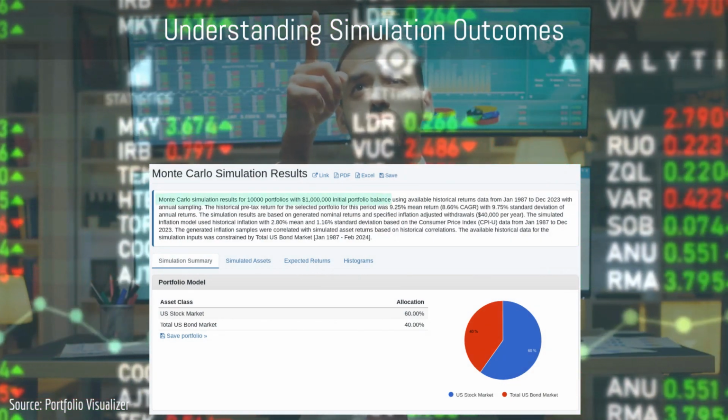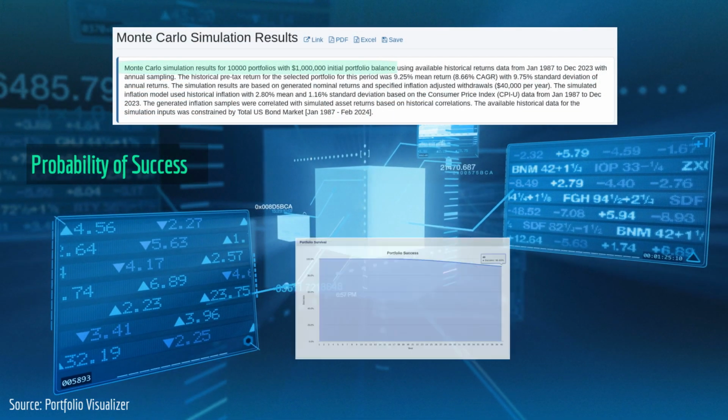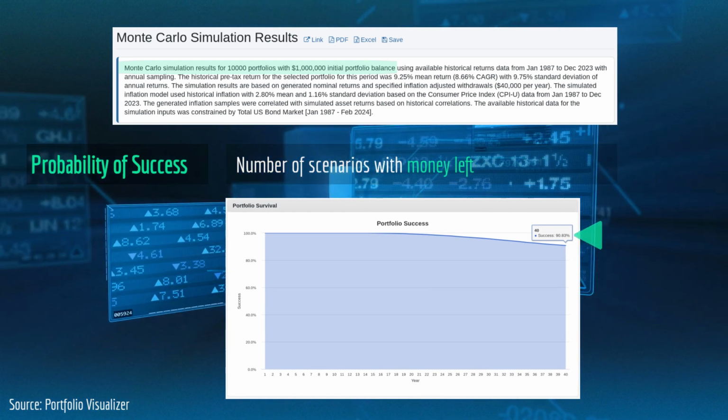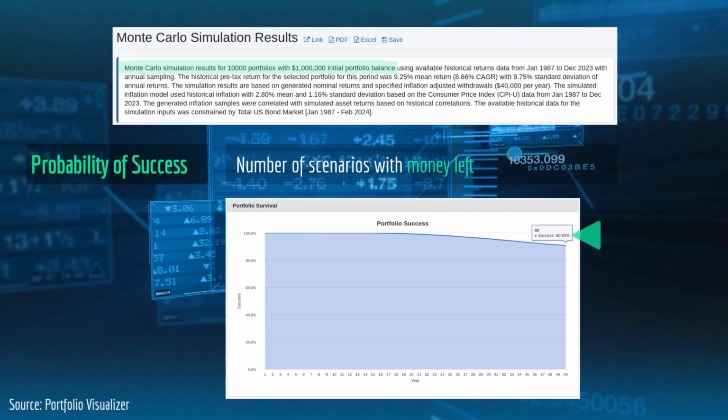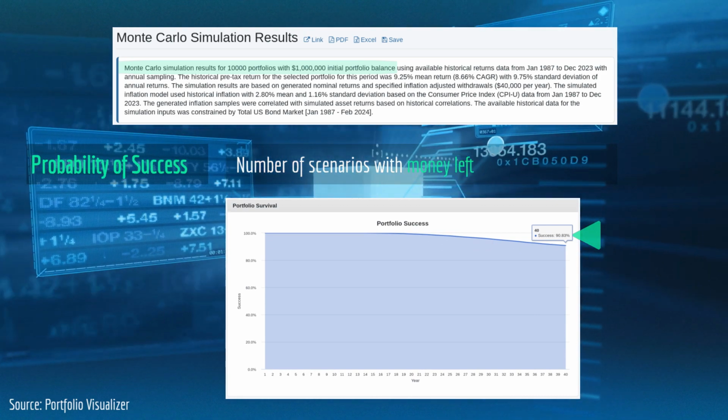When you're looking at the results of a Monte Carlo simulation, you will come across terms like probability of success and percentile balance or ranking. The probability of success refers to the likelihood that you'll have enough money to last through retirement, say a 90% chance at age 85. This means that in 90% of the simulated scenarios, the portfolio did not run out of money before 85.